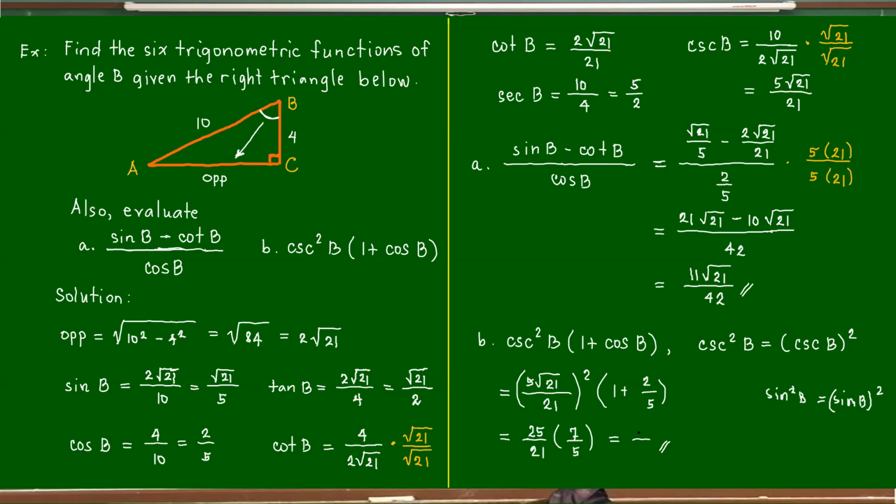So 25 over 5 is 5. 7 over 21 is 3. Is it 3? So we have 5 over 3 as our answer. Okay? So that is the value of such expression. Do you understand, guys? Or can you follow, guys? So far?